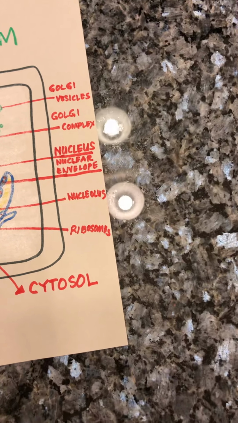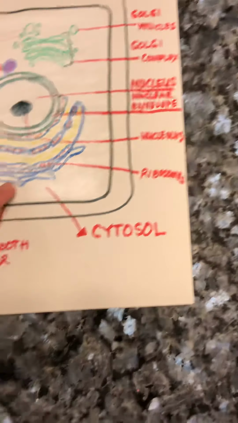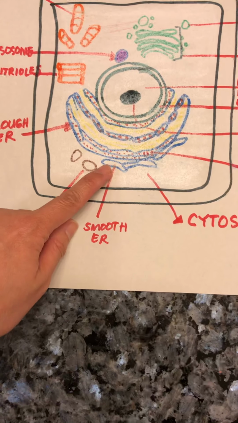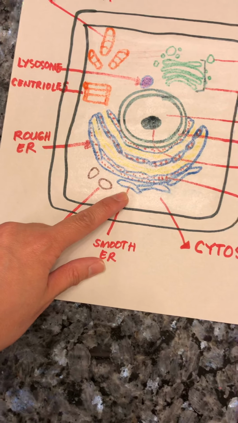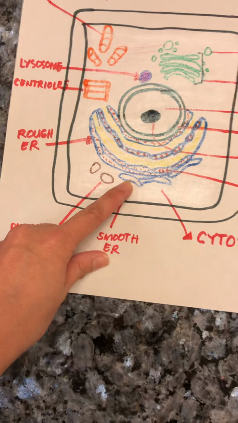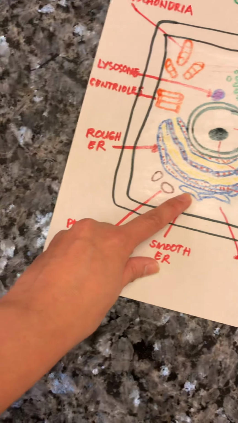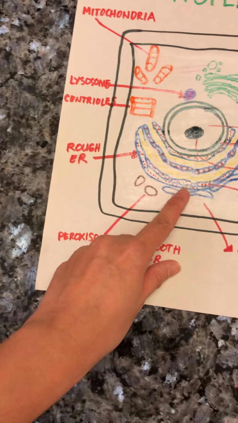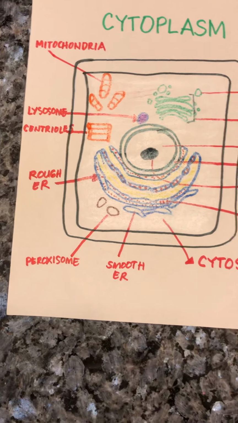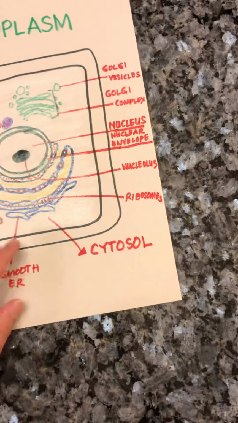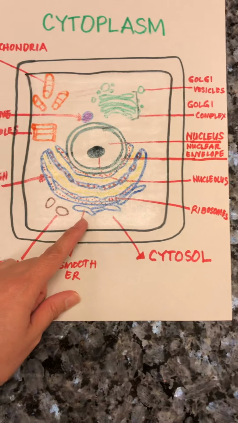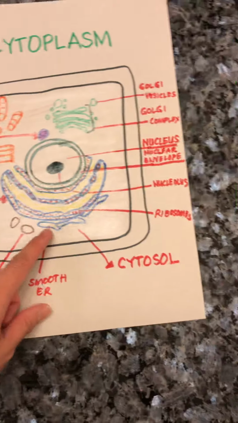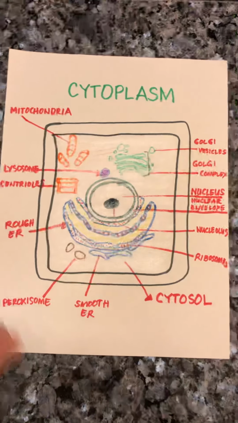Then we have the smooth endoplasmic reticulum. They don't contain ribosomes. And they are continuous with the rough endoplasmic reticulum. Now, the smooth endoplasmic reticulum detoxifies the cytoplasm.